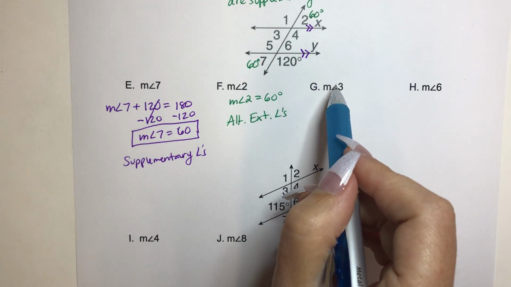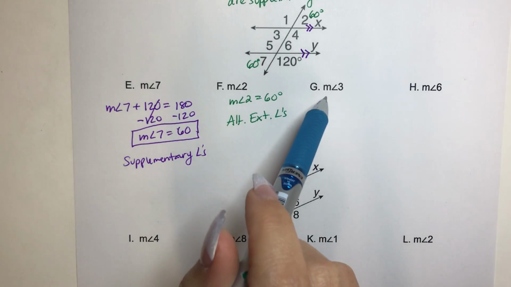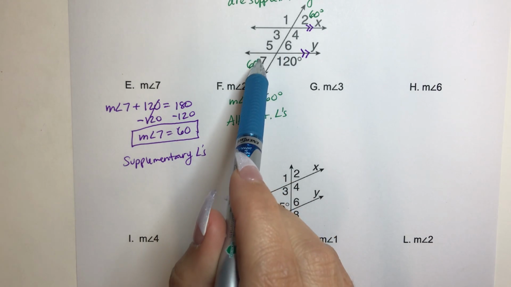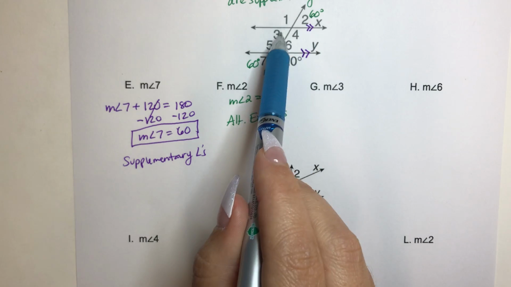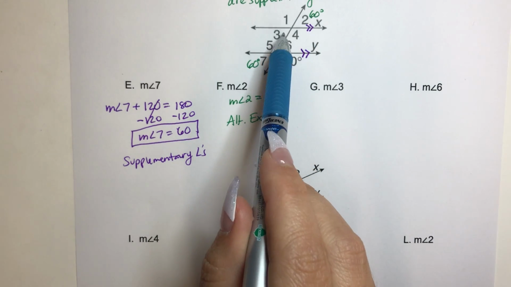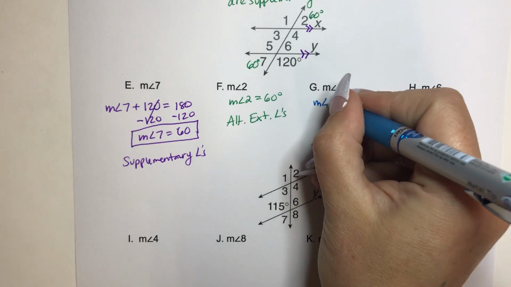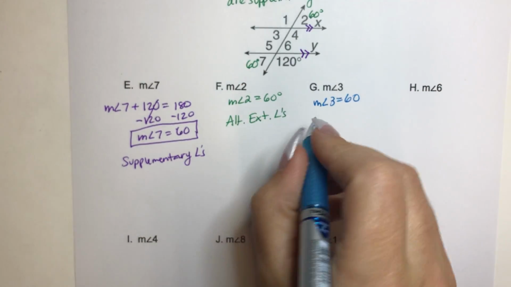Measure of angle 3. Okay, measure of angle 3. So there's a couple things I see. I see that we have the corresponding angles postulate here, or corresponding angles, and I also see vertical angles. So the measure of angle 3 is definitely 60. And I'm going to say because of corresponding angles.